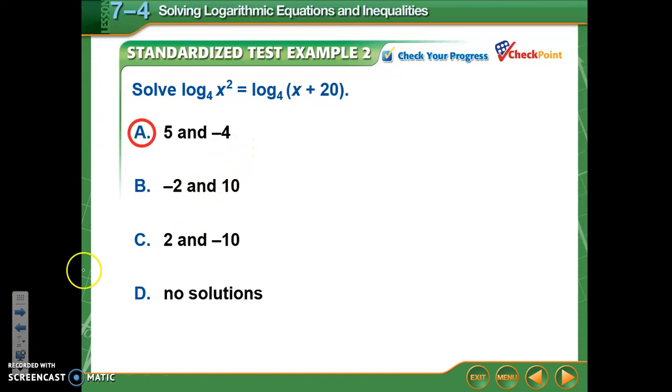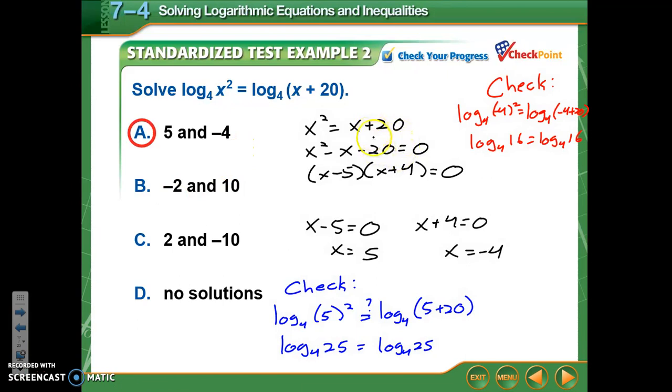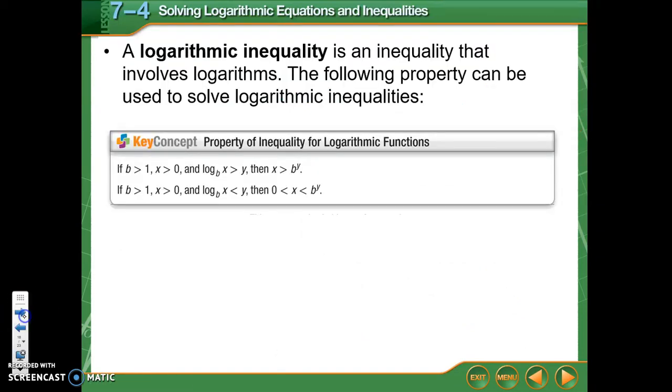Your answers here are 5 and negative 4. Here's the work for what that process would look like. Sorry, I got both of my checks in different places. I didn't leave myself enough space, but both work here. Both 5 and negative 4 are solutions.